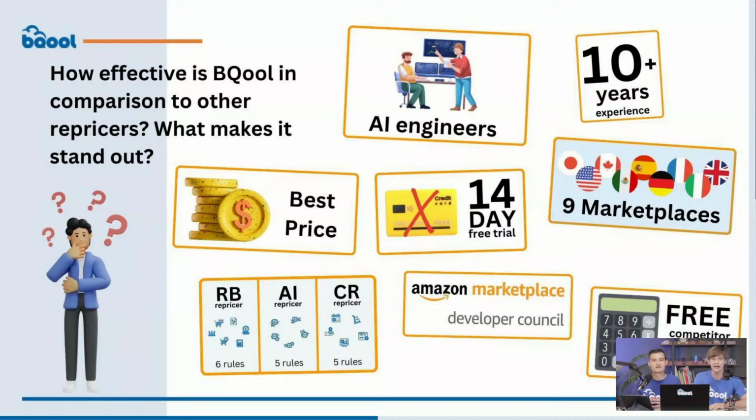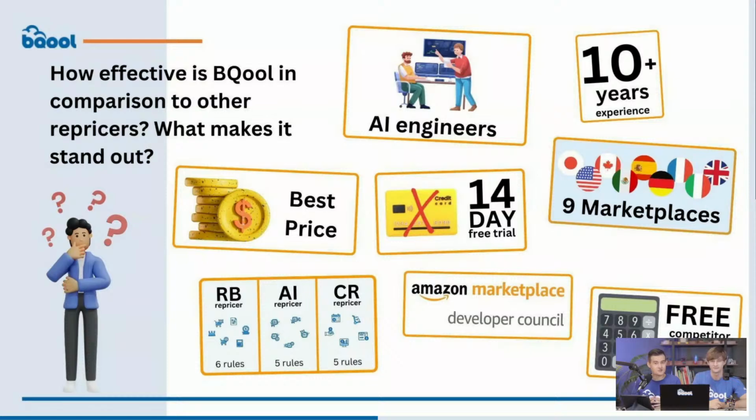We have rule-based, AI, and conditional repricing, and some of the other competitors only have rule-based or only have AI. We have a combination, so you can choose which one is most suitable for you. And our AI and our CR start at how much? $50. So for $50 you can try out the AI and the CR, and our competitors charge 10 times the price. We continue to update with new features, and you'll be grandfathered in if you start using our repricer. We're also part of the Amazon Development Council.